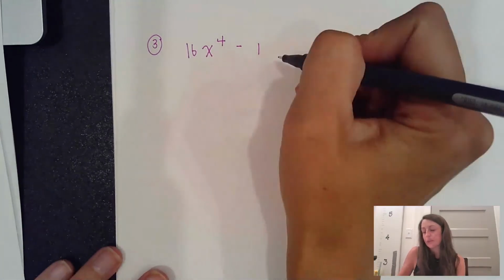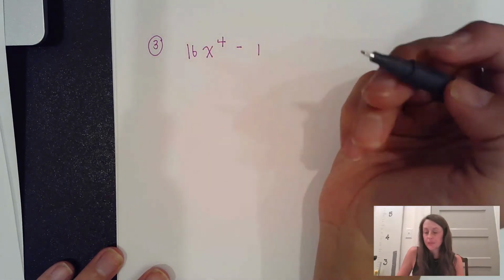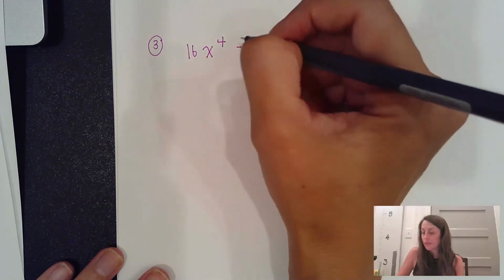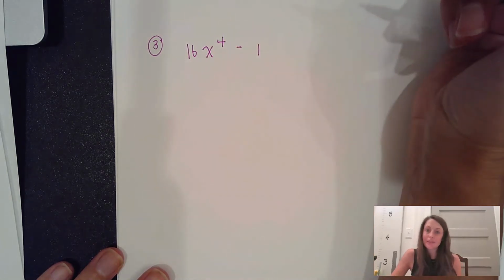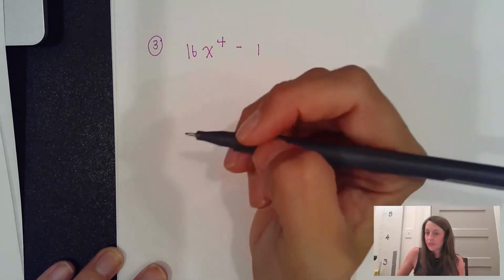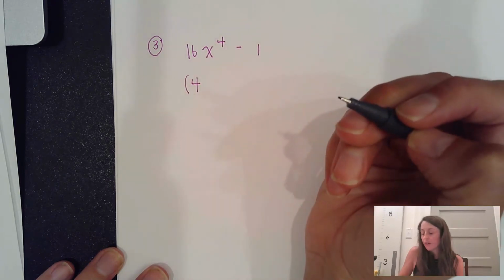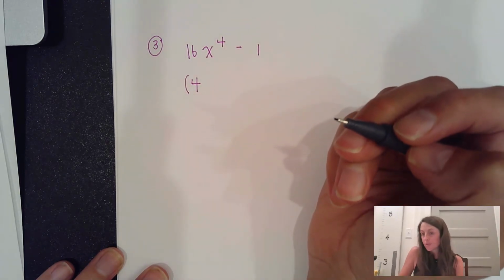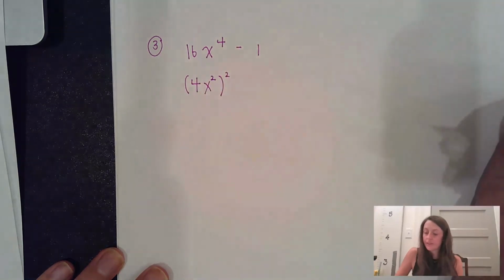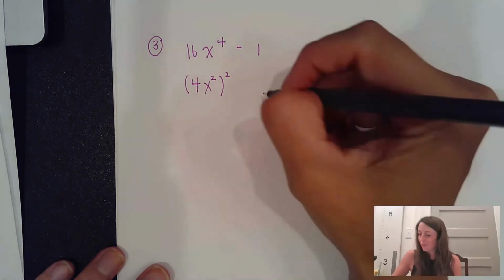Okay, so what about this one? 16 is a perfect square, and x to the 4th is a perfect square. 1 is a perfect square, and I've got a minus sign in between there, so this is going to be the difference of two squares. Okay, so if it's the difference of two squares, 16 is 4 squared, and x squared squared gives you an x to the 4th.